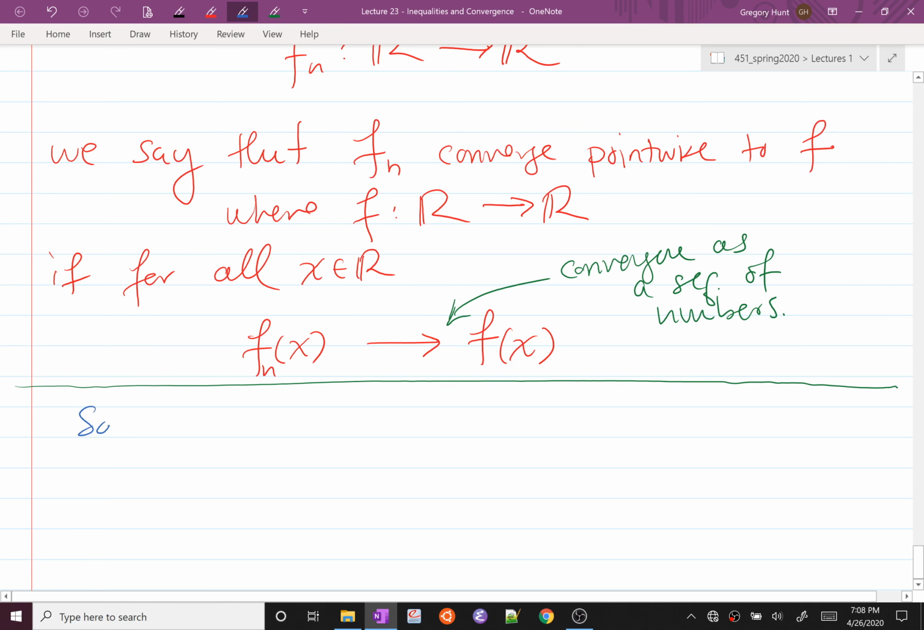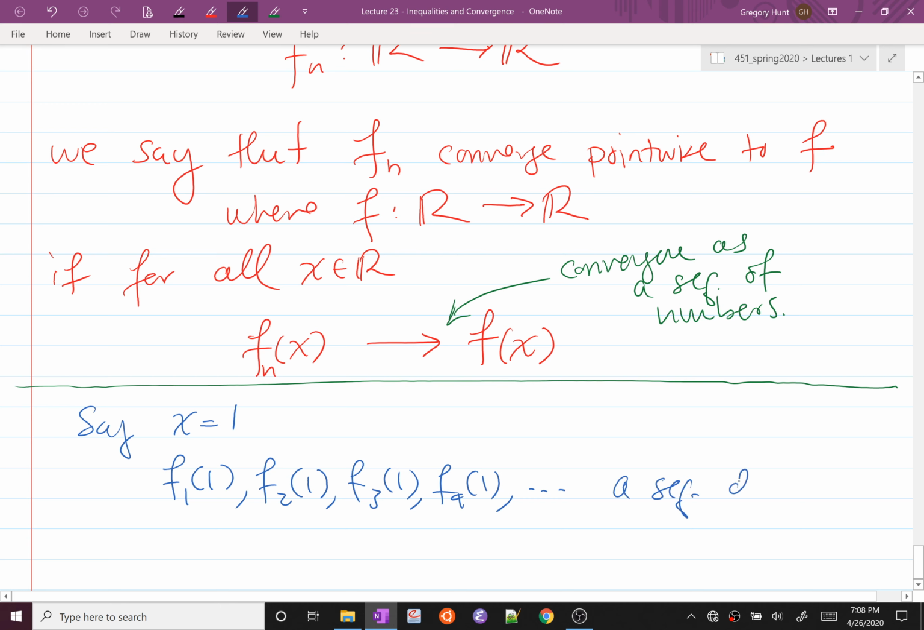So the idea is that, say, x is equal to 1, then we would look at f1 of 1, f2 of 1, f3 of 1, f4 of 1, and so on and on. That will give us a sequence of numbers. So this is a sequence of numbers.